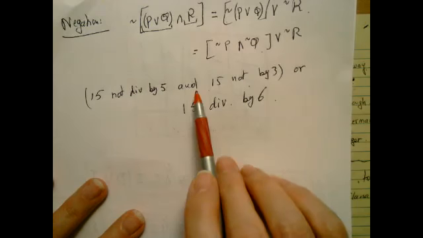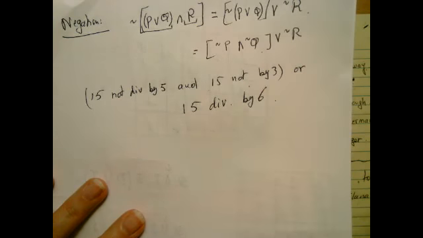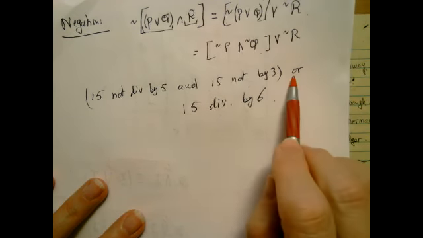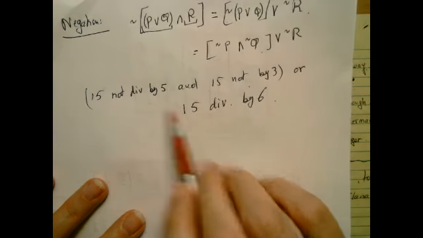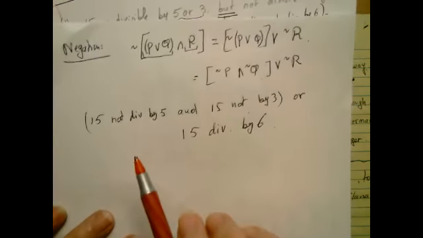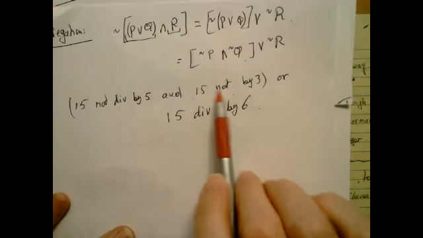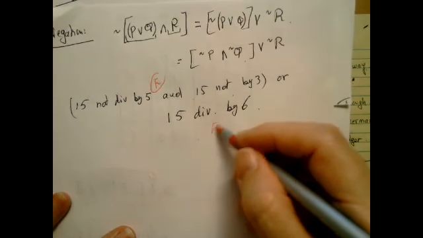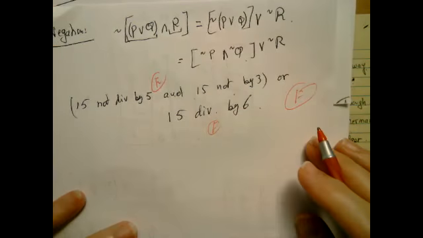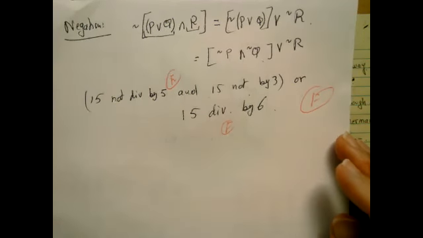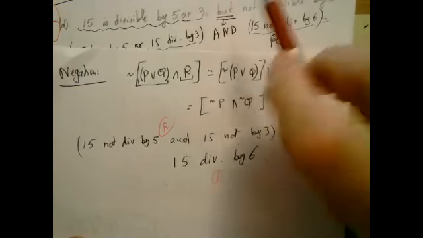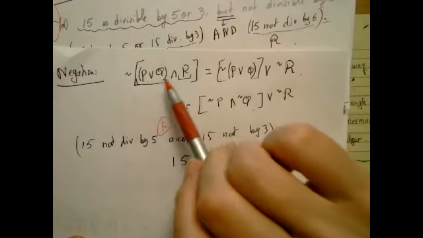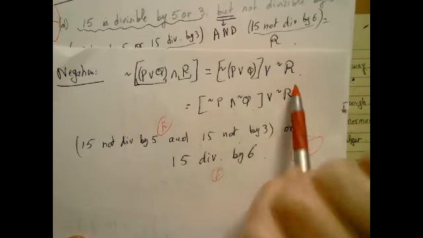15 not divisible by 5 and not divisible by 3, that's false. But it doesn't matter, I still have to look at the rest because I have an or, divisible by 6. 15 not divisible by 5 and not divisible by 3, that's a false statement. Or 15 divisible by 6, that's also a false statement. That's a false statement, all right? So that's how we negate. The main idea is to use De Morgan's law, but even if the expression is a tiny bit complicated, we can also break it down by using De Morgan's law slowly.